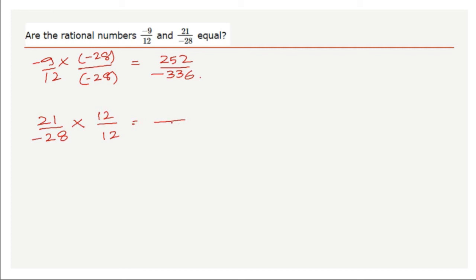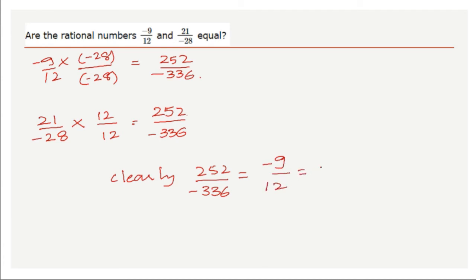so that I get the common denominator minus 336 and the numerator will be 252. Clearly, 252 by minus 336 is equal to both these numbers, minus 9 by 12 and 21 by minus 28. Since they are equal, I can say that the rational number minus 9 by 12 is the same as 21 by minus 28.